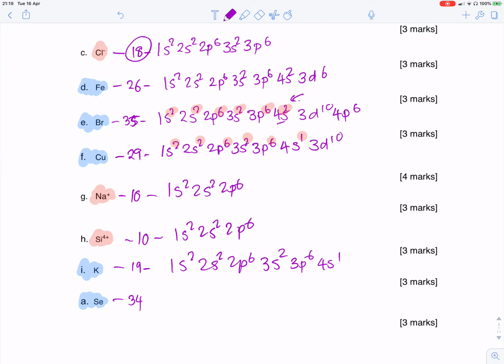Okay, for the 34 we can go to the 35. With 35 this is what we had. So with 34 it's just one less, so it's 1s2, 2s2, 2p6, 3s2, 3p6, 4s2, 3d10, 4p, that was 4s2, so this should be 4p5. Okay, let's take stock. 2, 2, 4, 10, 12, 18, 20, and that's 35. So that should be a 4. That should be a 4.